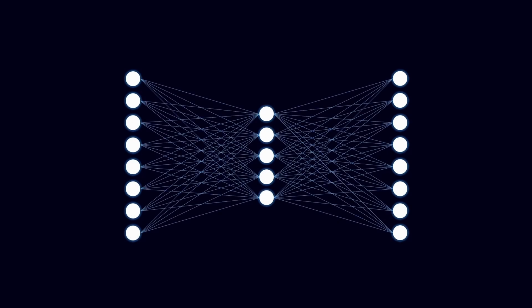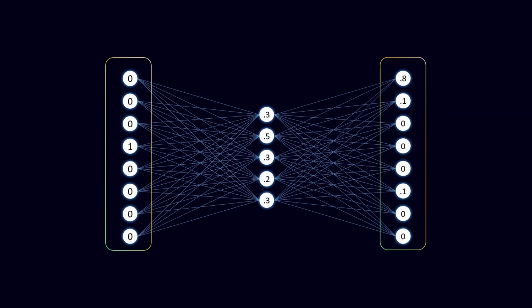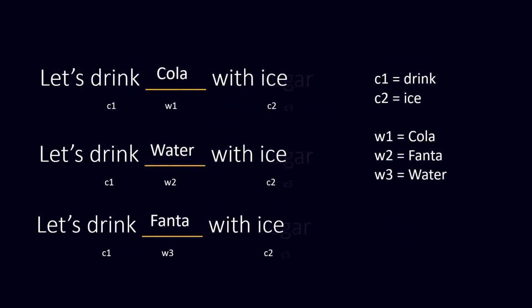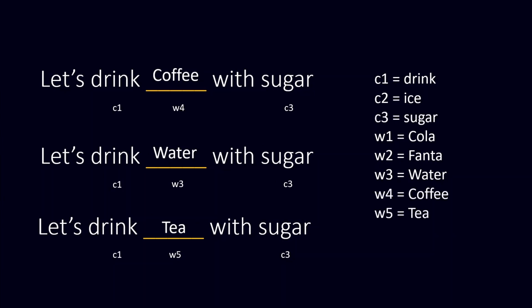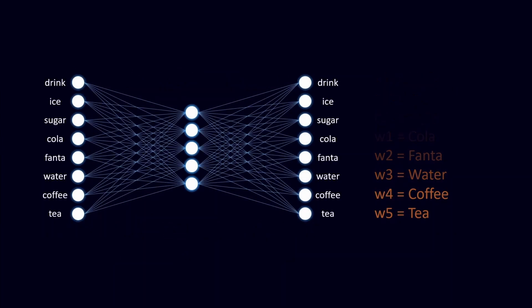You can think about each circle as a number. Firstly, let's take a look at the first and the last layer. They're called input and output. Remember our sentences? Let's extract all words from these three and also these three. So we have 8 words. And these words will be the input and output for our neural net.